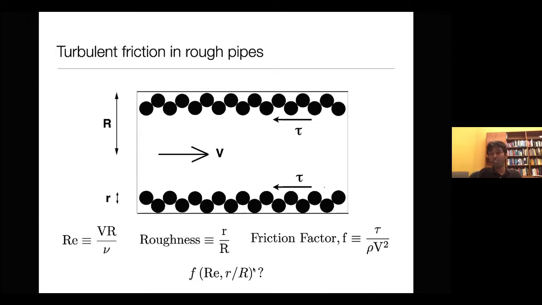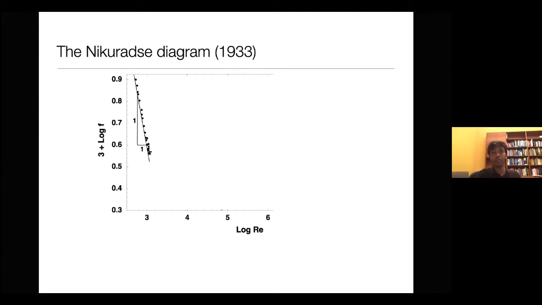To see what this functional dependence looks like, I'm going to show a very well-known set of experiments that date back to the 1930s from Ludwig Prandtl's lab. It was his student Nikuradse, and these are very famous experiments that he did. I'm going to show his experimental data. It's a log-log plot. On the y-axis is the friction factor.